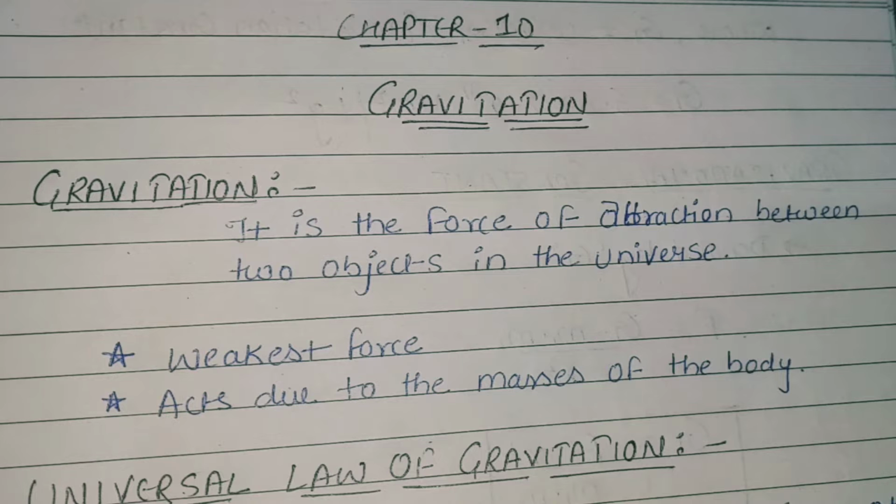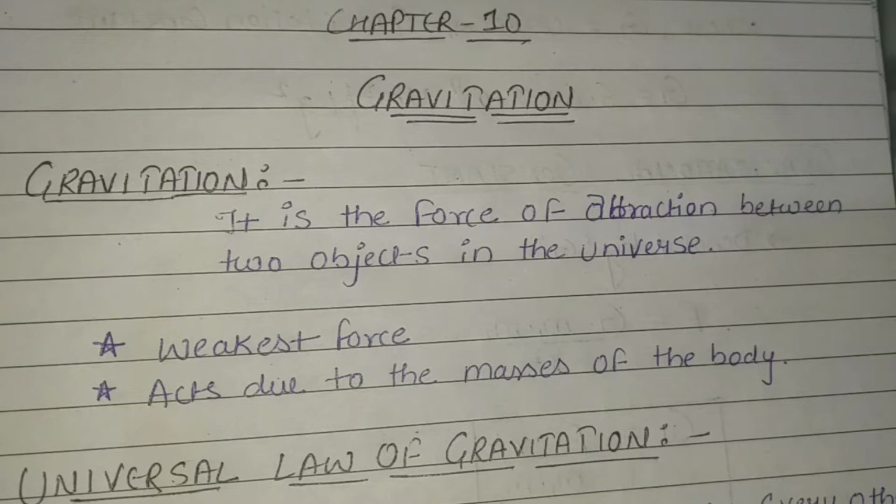We know that all the planets go around the sun. The moon goes around the earth. In all these cases, there must be some force acting on the objects. So let's start with the topic of gravitation. We know that the moon goes around the earth, right? An object when thrown upward reaches a certain height and then falls downward.